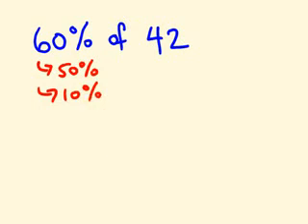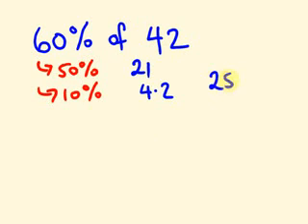So 50% is half, which is 21. 10% is you're moving this decimal place. You'll get really good doing this, is 4.2. And you're adding these together. You're going to see I've lined the units up there. You'll do this in your head. So 21 and 4.2 is 25.2.